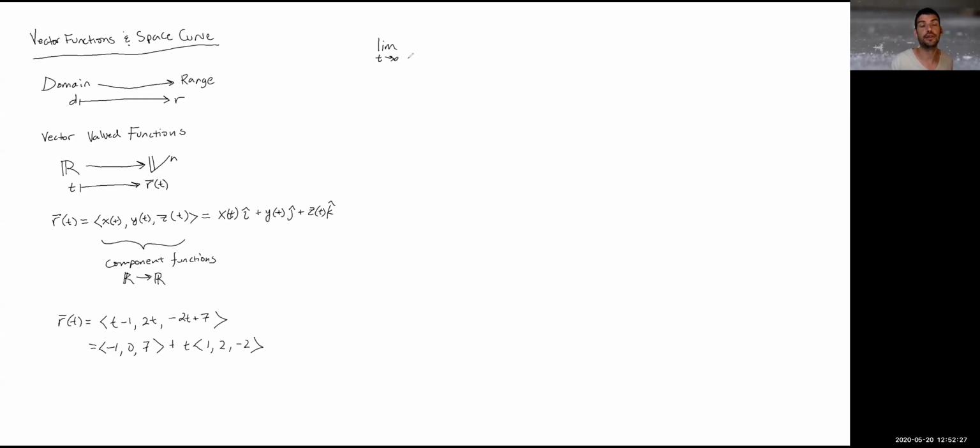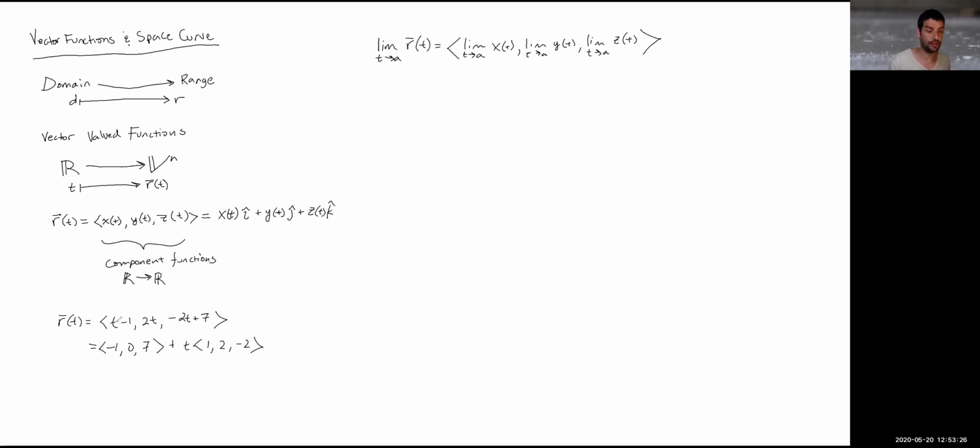as t goes to some number a. The limit of our vector valued function is just the limit of each individual component. Limit as t goes to a of x of t, y of t, z of t, provided these all exist. So if all three of these exist, if we are getting t closer and closer to some value a, and when we do that, the x function gets closer and closer to some number, and the y function gets closer and closer to some number, and the z function gets closer and closer to some number, then the vector is going to get closer and closer to the vector built of the components of these limits.